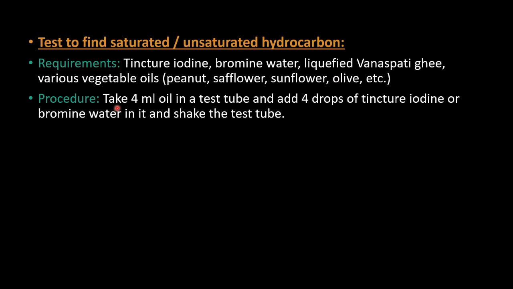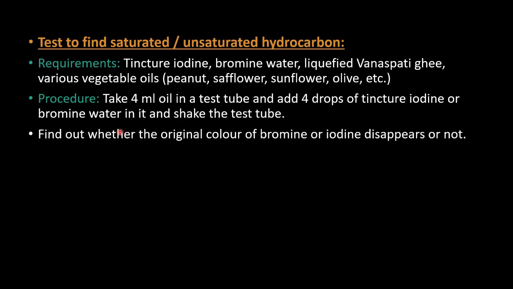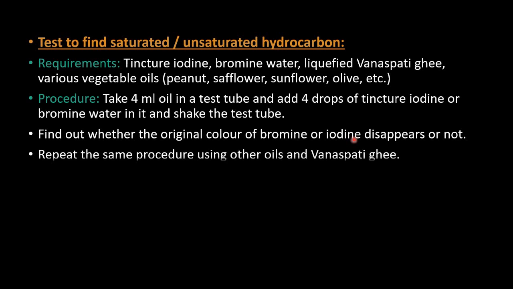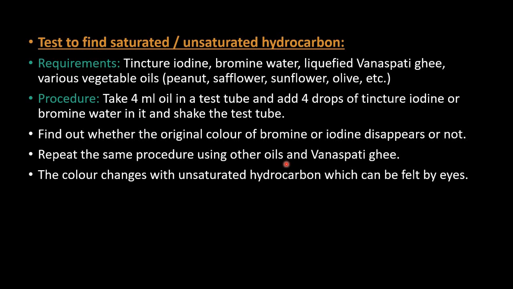The procedure is we have to take about 4 ml of any of the vegetable oils in a test tube and add 4 drops of tincture iodine or bromine water and shake the test tube well. You have to wait and find out whether the brown color of bromine or iodine disappears or not. Then repeat the same procedure using other oils and finally vanaspati ghee as well.